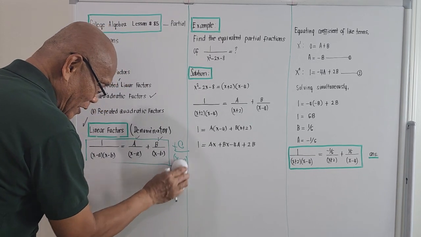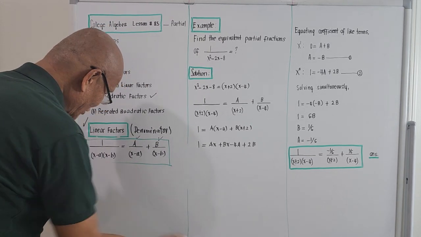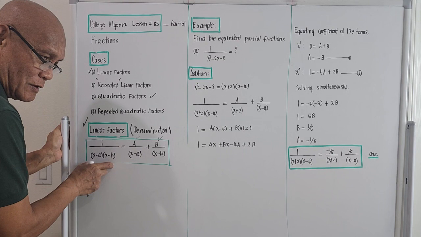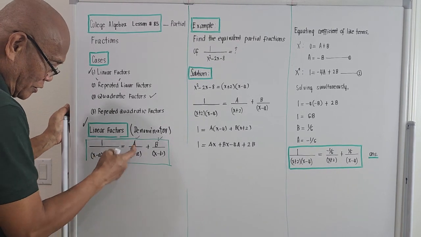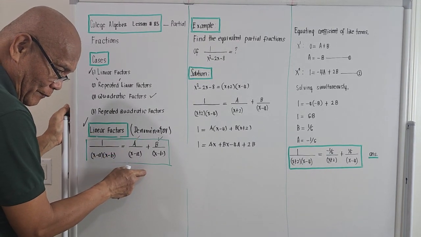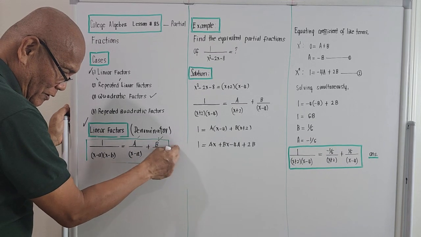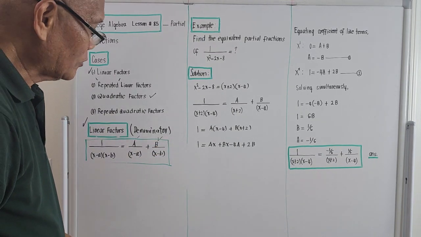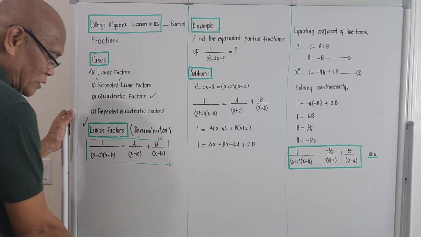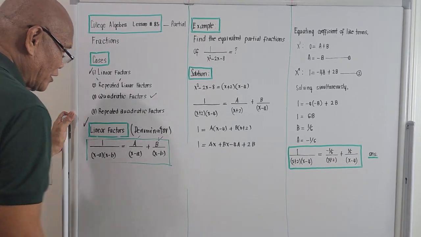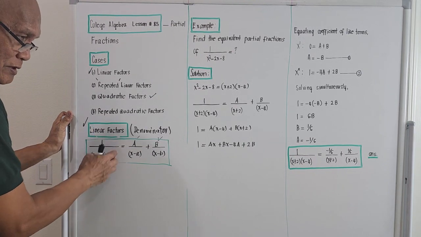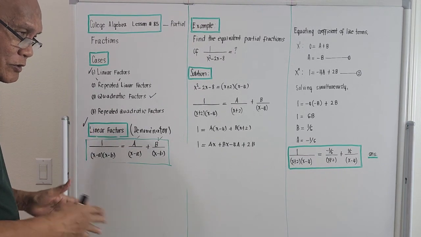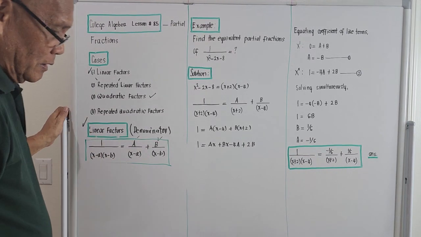I will erase this one because the one I gave you is just two linear factors. So it will be an unknown constant A over the first linear factor plus unknown constant B over the second linear factor. Okay, let's try to bring out an example so we could visualize the concept of the linear factors solution. Example.